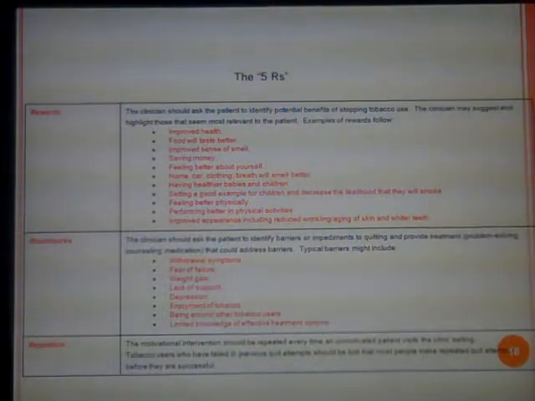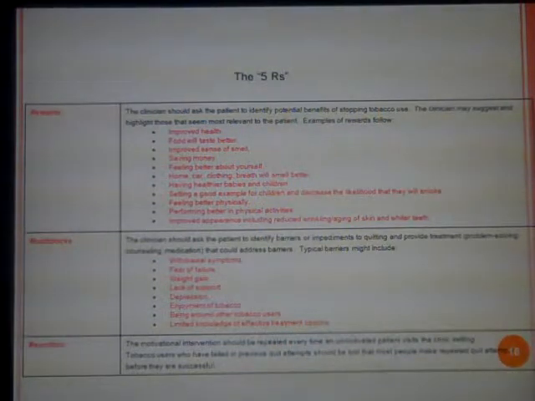We can also look at what are called the 5 R's, the rewards. Some things that will be beneficial about quitting smoking: your overall health will be better, food will taste better, you'll have an increased sense of smell. There's the money you won't be spending on that, and you'll feel better about yourself. So you can see on here some examples of some of the positive benefits if you've never been a smoker.